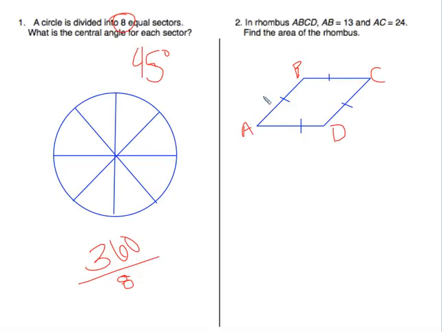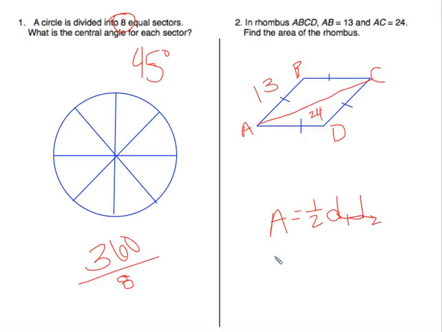Okay, so AB is 13. AC, that's going all the way across, is 24. And it says find the area. So the area of a rhombus is 1/2 diagonal 1 times diagonal 2.